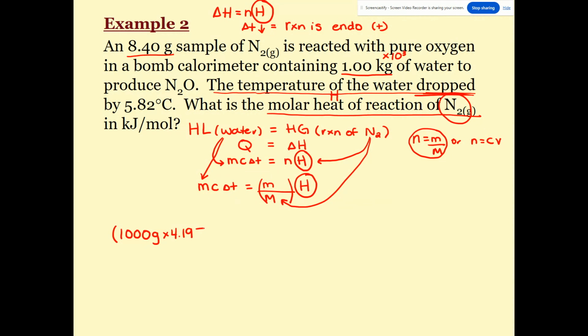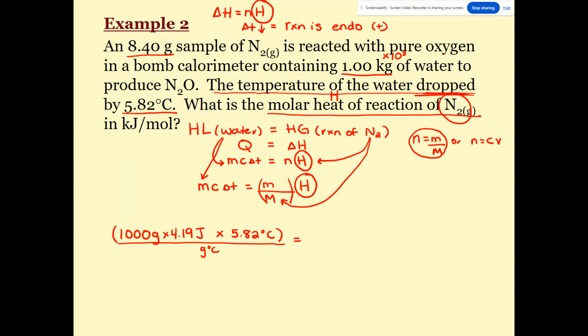So the specific heat capacity of the water is 4.19 joules per gram degree Celsius. And notice how this question actually gives us the temperature change. It's saying the temperature of the water dropped by 5.82 degrees Celsius. So that is our temperature change. Now, some teachers will tell you if the temperature is dropping to put a negative for your temperature change. I always just use the absolute value.